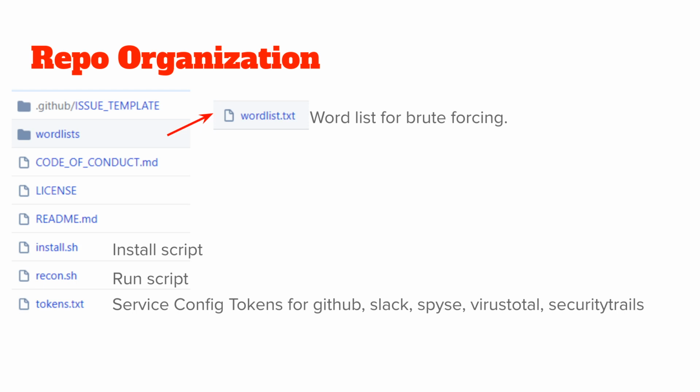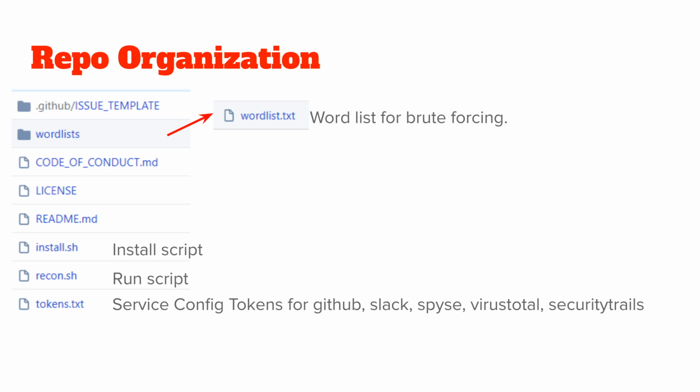There's one folder with a word list text file in it. That's just a big word list that can be used for brute forcing. And then there's three actual files outside of the standard GitHub stuff. There's install.sh, which is the installation script. There's recon.sh, which is the actual program itself. And there's tokens.txt, which is kind of like a config file.